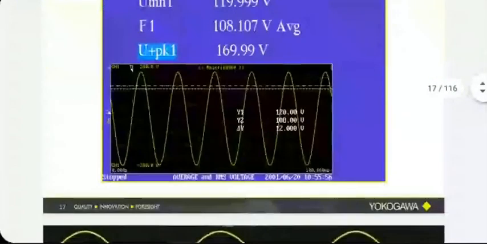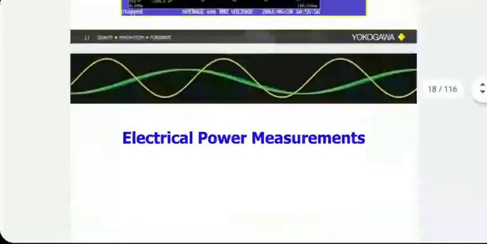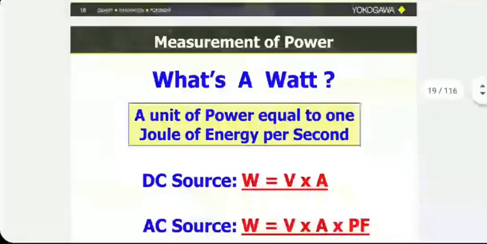This is how the signal looks on the screen of a power meter. Peak to peak can be measured very easily. Other values can also be figured out. Enough signal processing is there inside the equipment.